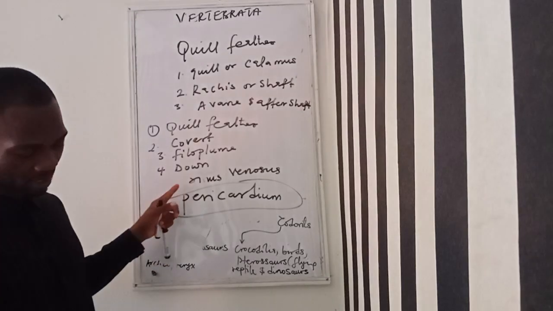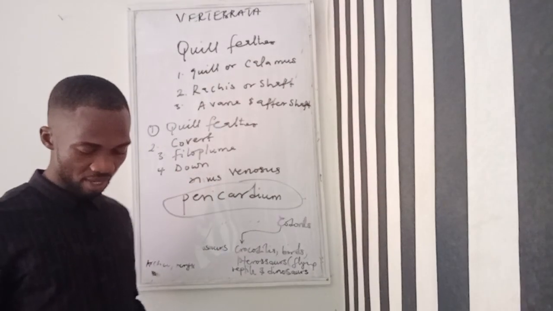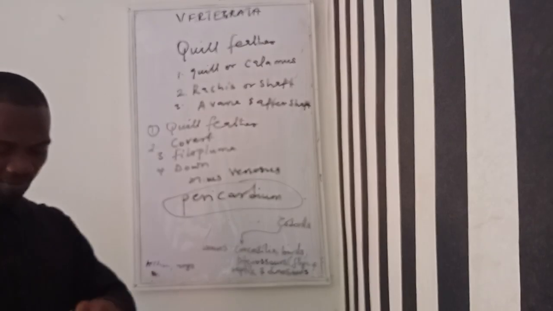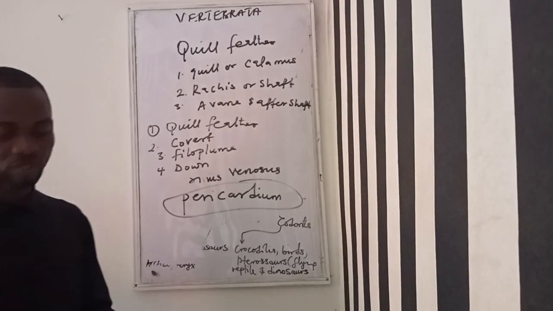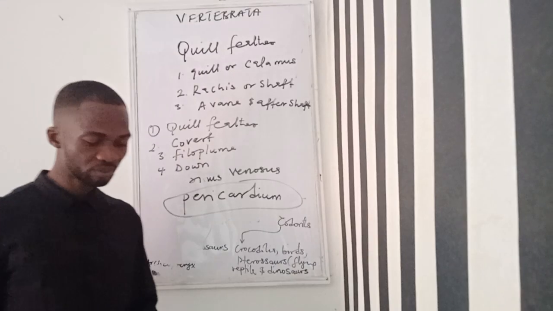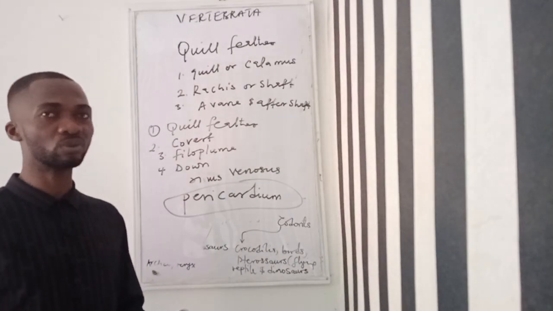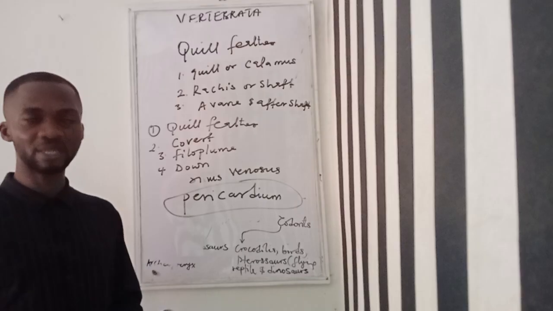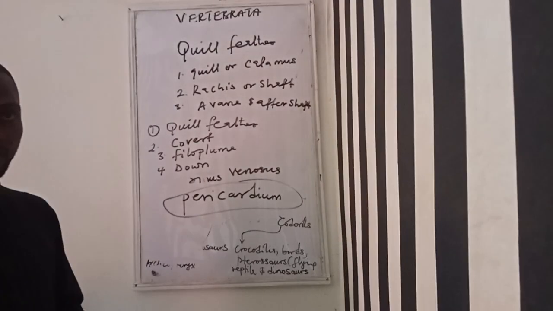Then the down feathers, these are softer. The down feathers are softer, and they are found beneath the quill and covert feathers. They help in insulation of the bird against cold. Have you ever wondered how birds are able to survive when the environment is very cold? One of the adaptations, one of the structures that help them is the presence of these feathers.